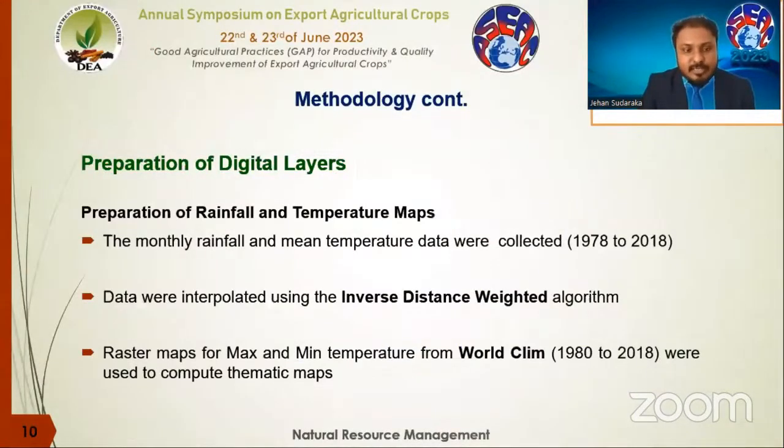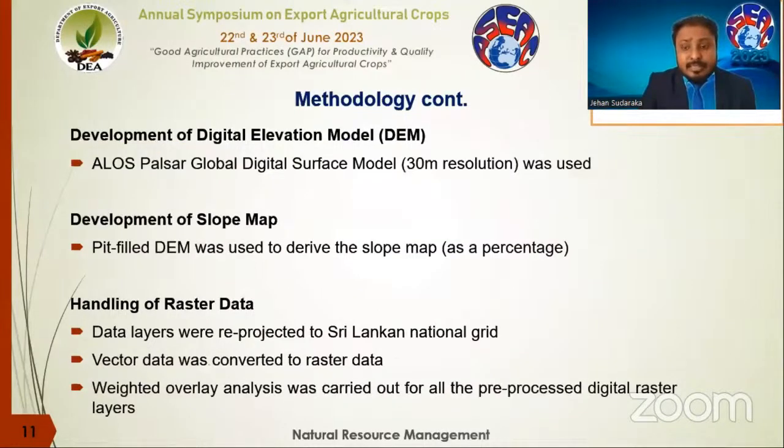Preparation of digital layers. The monthly rainfall and mean temperature data were collected from the Department of Meteorology, and the data were interpolated using the inverse distance weighted algorithm to produce raster maps. The raster maps for maximum and minimum temperature were directly downloaded from the WorldClim database. The ALOS PALSAR Global Digital Surface Model, which is available at 30-meter resolution, was used as the DEM. Then the pit-filled DEM was used to derive the slope map.